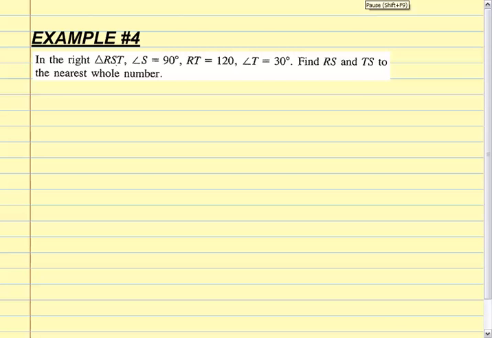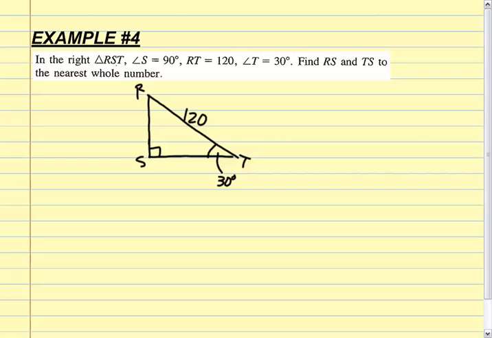Okay, folks, example number 4 says in a right triangle RST, excuse me, I'm new to this, angle S is equal to 90 degrees. Okay, so let's draw our triangle here. And it says that the right angle is S, okay? And so I'll just make this R and this T. And they said that RT is 120 and T is 30 degrees. Find RS. They want to know what this is.